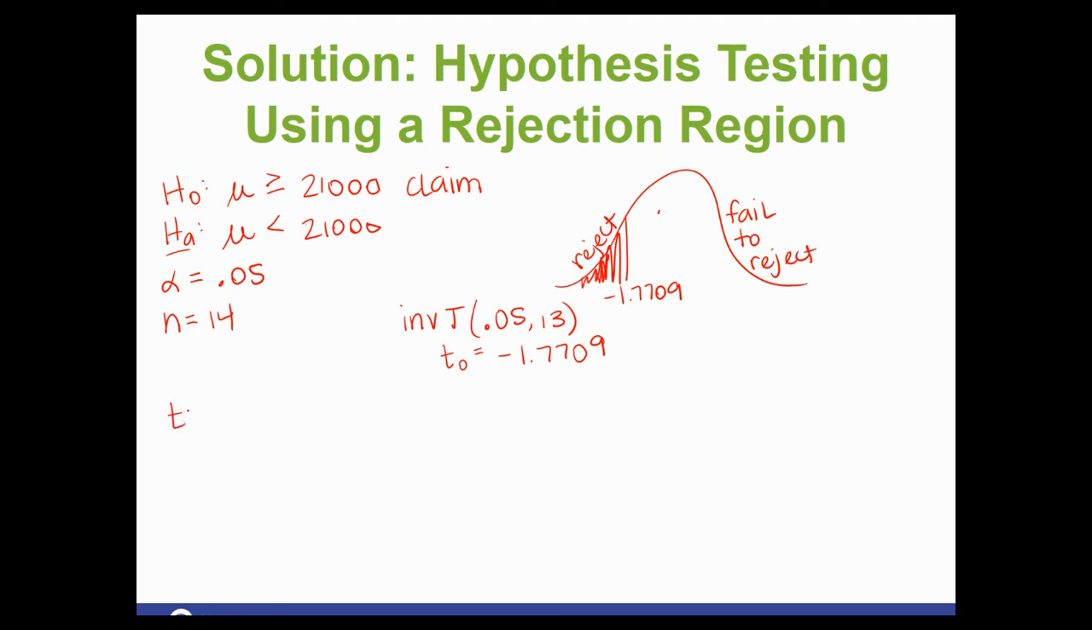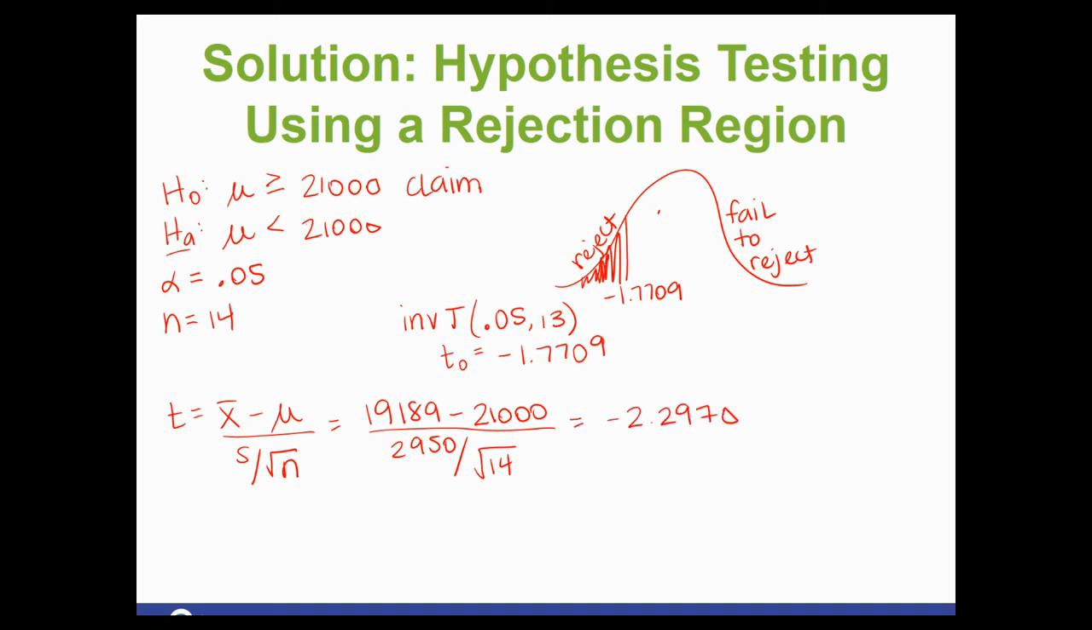So now we are ready to find our standardized test statistic. We can plug in our sample mean minus our population mean, which always matches our hypothesis, our sample standard deviation, and our sample size. Try to get that all calculated in one step. Don't break it down into smaller steps and then round it off to 4 decimal places. We get negative 2.2970.